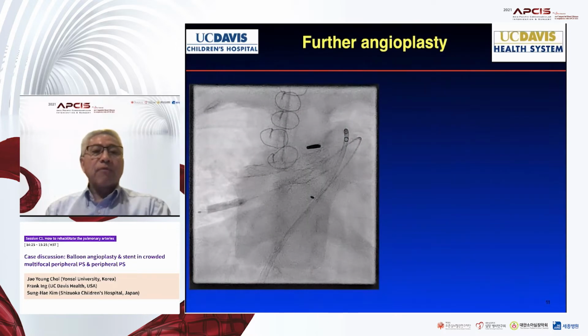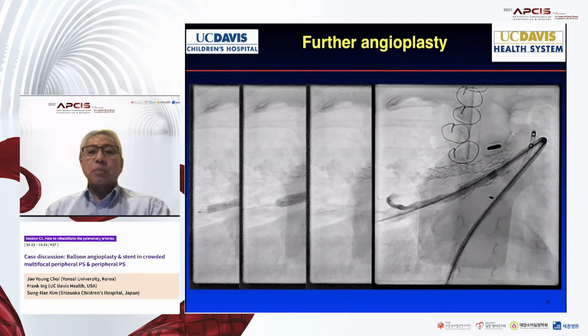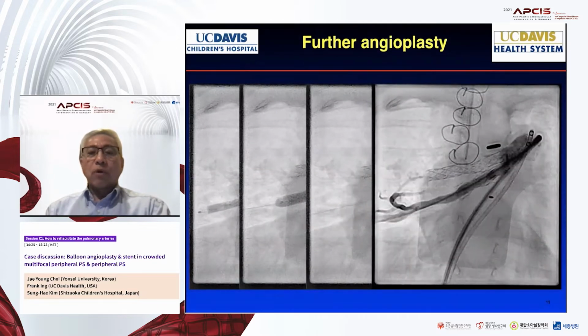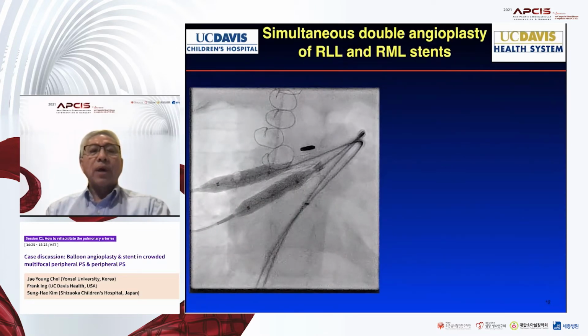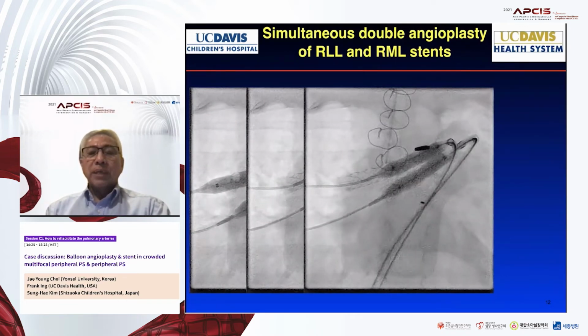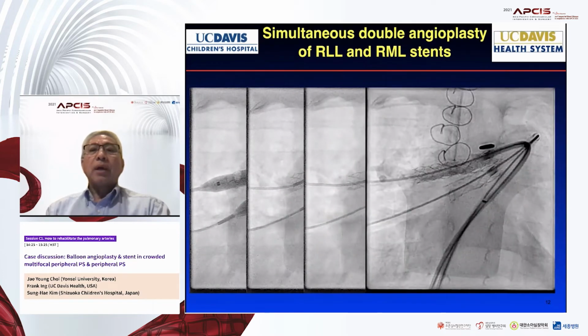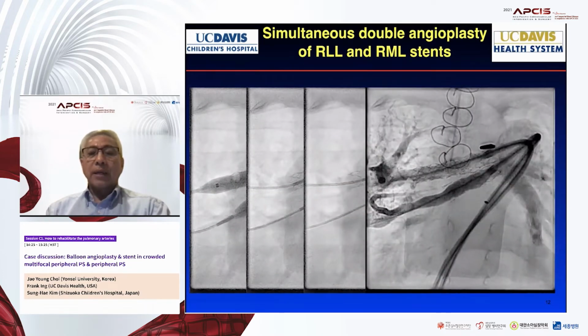Again, we went ahead and further aggressively dilated the lower lobe and tried to get it as best as possible to get more flow out there. So this is what we have. And further dilation, and just being very aggressive at opening these vessels. And this is what we ended up with at the final end of this cath.